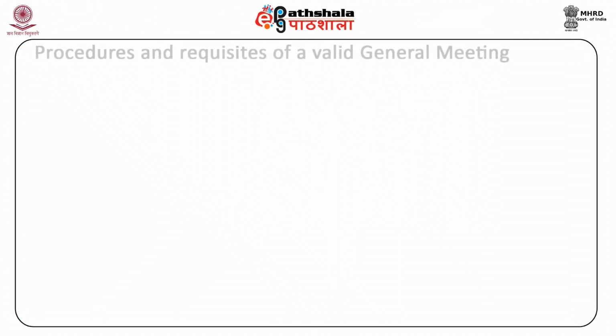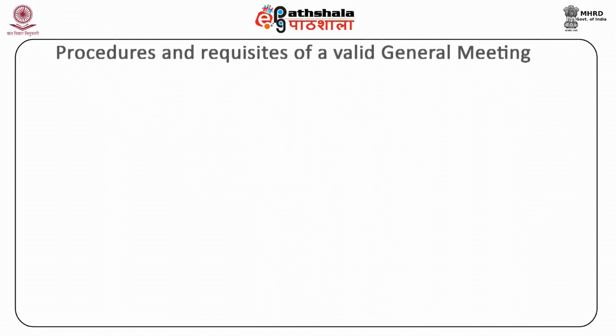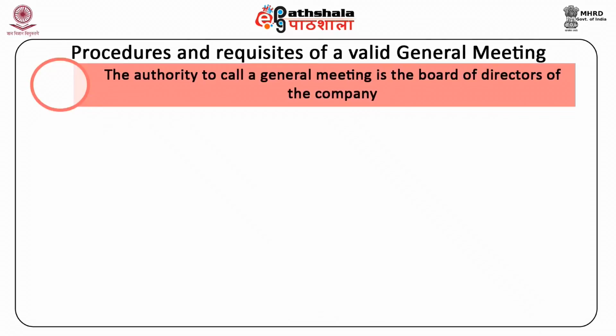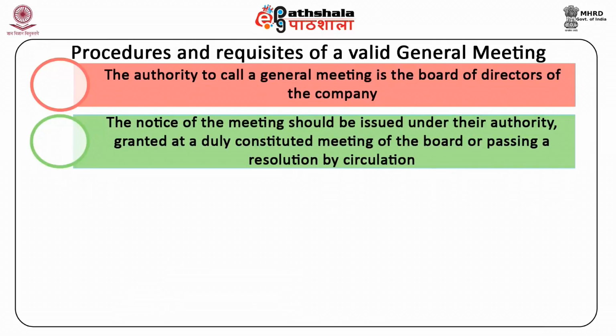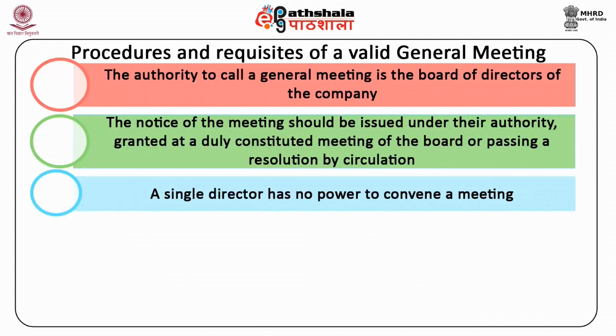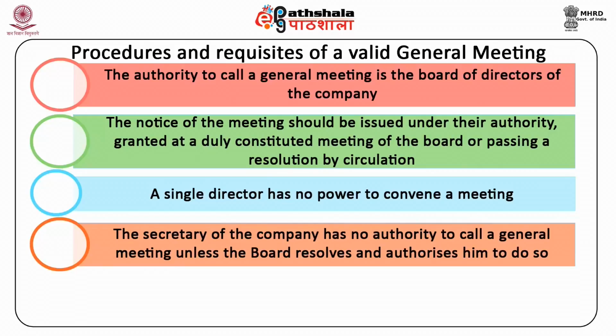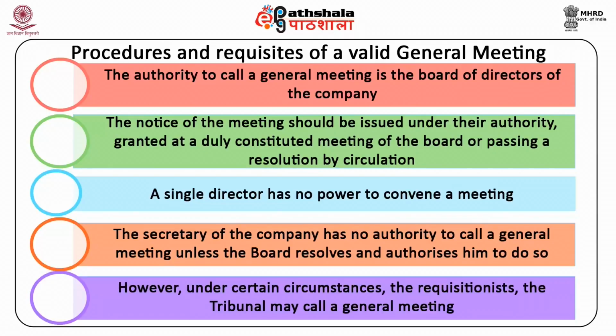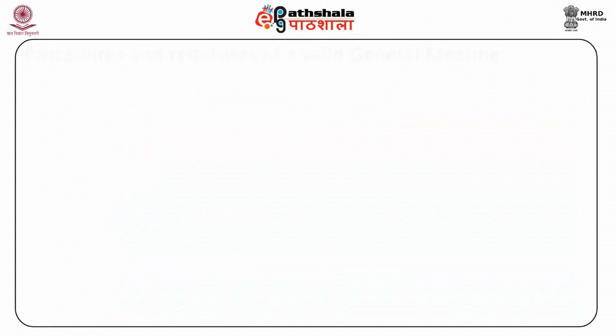The requisites for calling and conducting valid general meetings are proper authority. The authority to call a general meeting is the board of directors of the company. The notice of the meeting should be issued under their authority granted at a duly constituted meeting of the board or by passing a resolution by circulation. A single director has no power to convene a meeting. The secretary of the company has no authority to call a general meeting unless the board resolves and authorizes him to do so. However, under certain circumstances, the requisitionist or the tribunal may call a general meeting in the case of default by the directors.